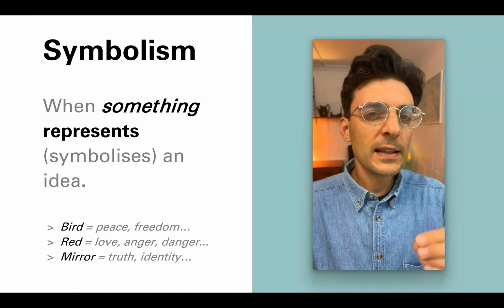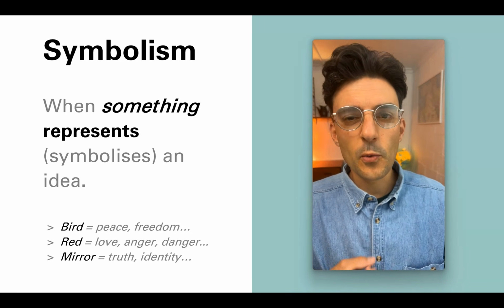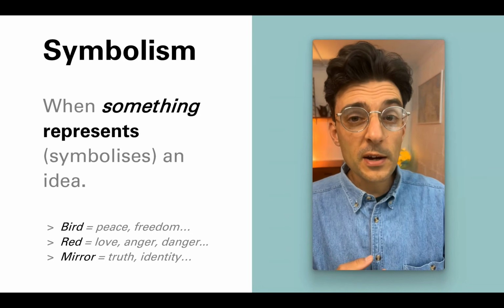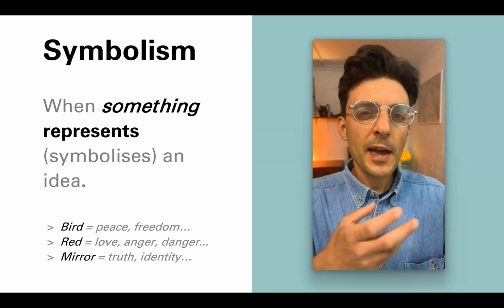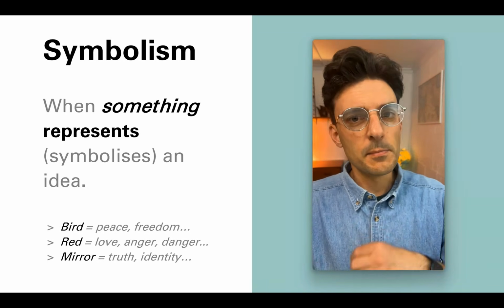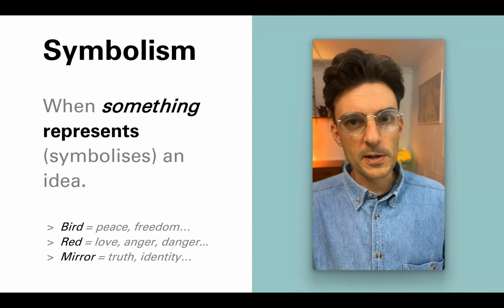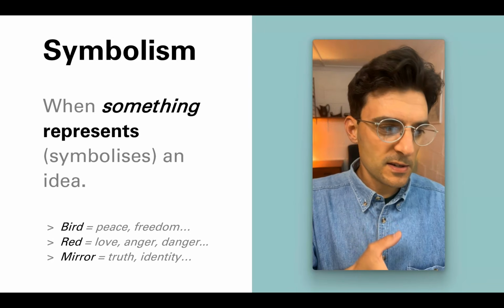Okay, and I've italicized something because virtually anything can be symbolic. We often think about objects being symbolic, but characters can be symbolic. Places even can be symbolic. Pretty much anything can be symbolic within a written text. Let's look at some examples here.